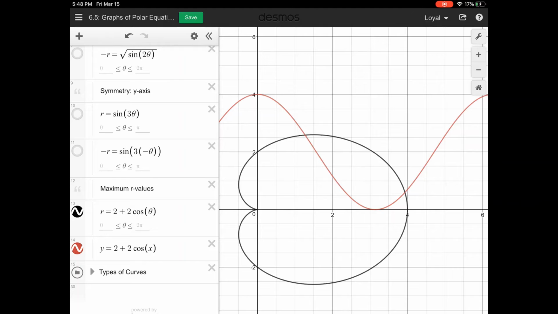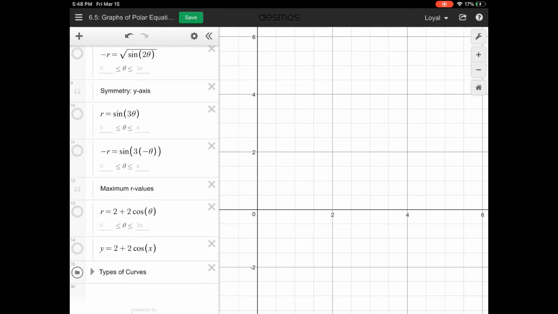If you want to find the maximum r value of something, go ahead and just plot it as y and x instead of r and theta, and then see where the y maximums are, and then figure out what x values create that. And from there, you'll figure out exactly what theta values you need in order to get the maximum radius values. So that's what the maximum r values are.